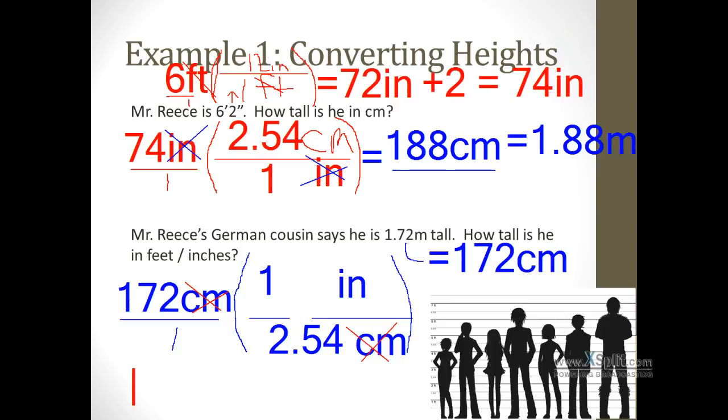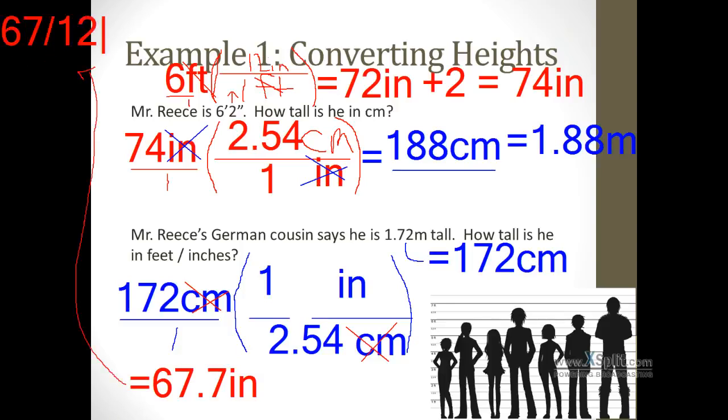172, toss that into my calculator. And that turns out to be, my cousin is 67.7 inches tall. All right, 67.7 inches tall, almost 68 inches tall. If I want to figure out how many feet and inches that is, I'm going to go ahead and write up here. Hopefully that's visible. I'm going to divide 67 divided by 12. That's going to give me some sort of decimal. Yeah, it's going to give me a 5 point some.